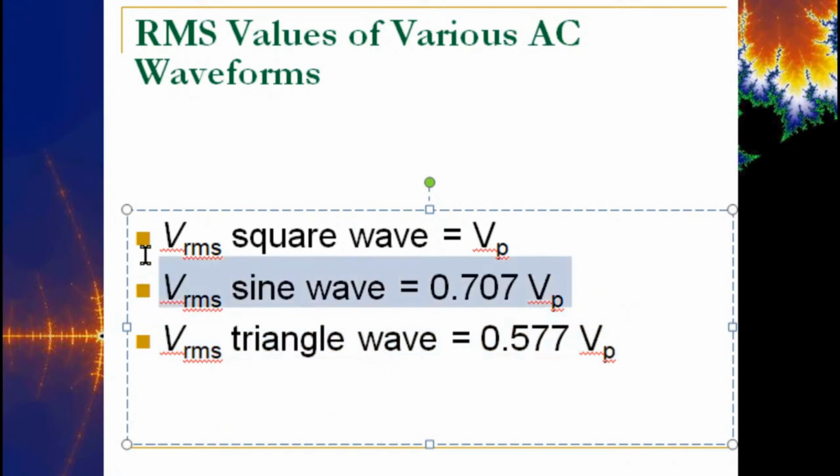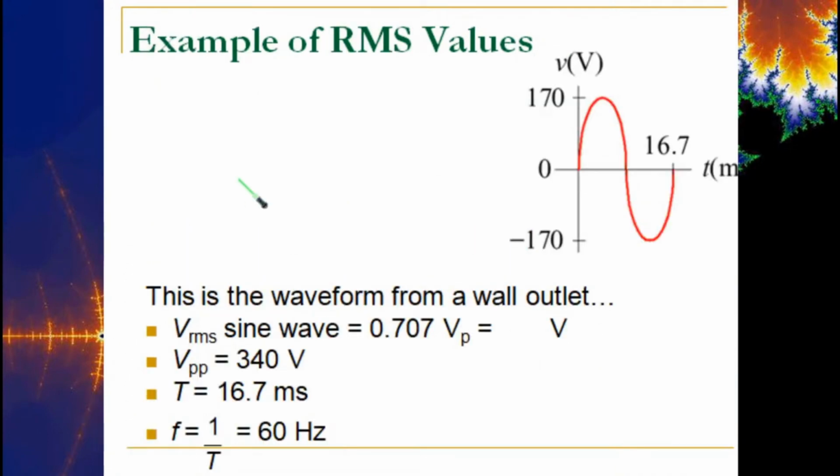I may ask you a question like, what's the RMS of a 5-volt peak square wave? And you would say, well, it's 5 volts RMS because it's a square wave, right? That's as far as I would take it for that one. You might jot that down as well, but this is the one I'm most concerned about. Again, this is what you get from the wall outlet: positive 170 volt peak, negative 170 volt peak minimum, and one period is 16.6 milliseconds repeating. Okay. All right.